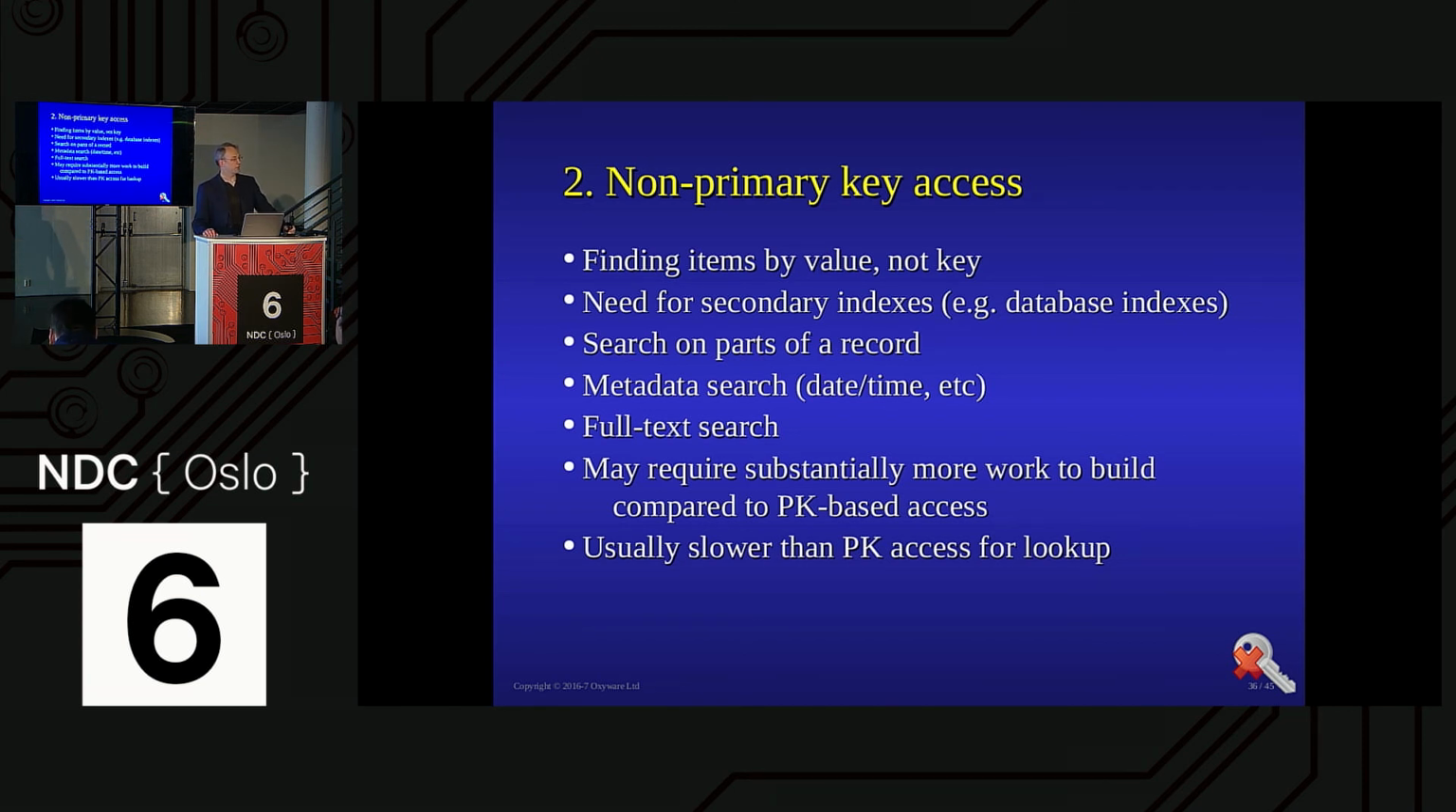Non-primary key access. So what do you need in terms of looking things up not by the primary key? Show me all accounts with a balance greater than 100. So often looking at by value, not by the key. In a database, this is a secondary index. If you're building these in memory, you may need some additional maps that point into other places like this. Maybe you're looking at parts of a record. Do you need to search on metadata? So are you looking up, when did this happen? Who did this?